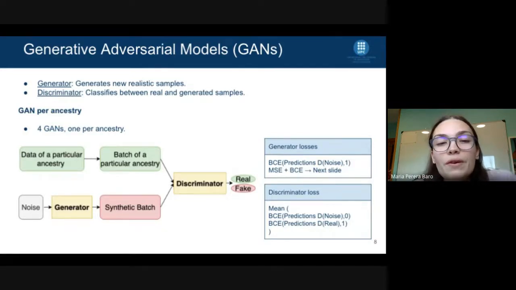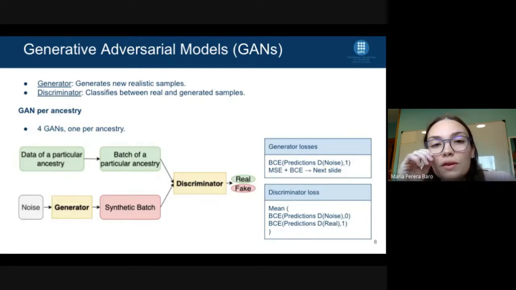The loss of the generator is a binary cross entropy between the predictions of the discriminator when the input of the discriminator is the generated data with a label of real, because the generator wants to cheat the discriminator. And this next loss will be explained in the next slide.